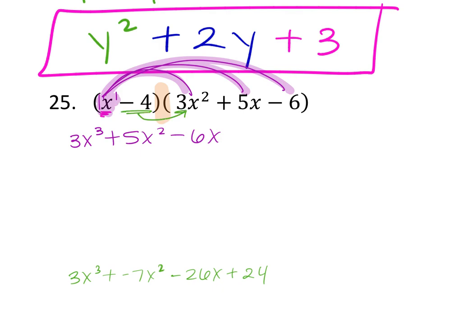So negative 4 times 3x squared. What do you get for that? Negative 4 times 3x squared. It's going to be positive or negative?